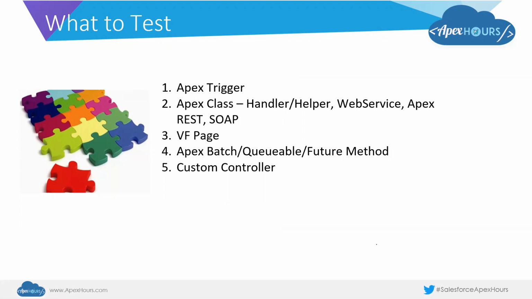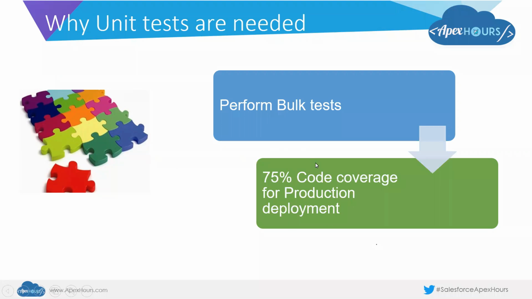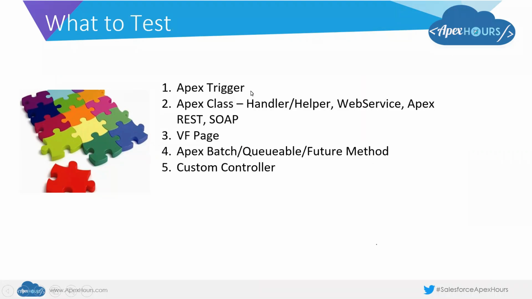If your Apex trigger has 0% code coverage, even if your total code coverage is more than 75%, as we discussed in the last point of why unit tests are needed, you will not be able to deploy the Apex trigger. That means your Apex trigger requires at least 1% of code coverage.